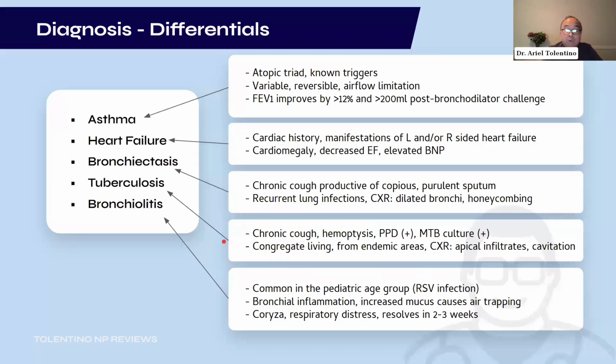In bronchiolitis, we also have air trapping, but this is easier to rule out because this is commonly found in the pediatric age group. And your respiratory syncytial virus is the most common pathogen. You will see the manifestation of bronchial inflammation, increased mucus causing air trapping, coryza, respiratory distress. But this condition would resolve sooner, resolves in about 2 to 3 weeks, self-limiting.